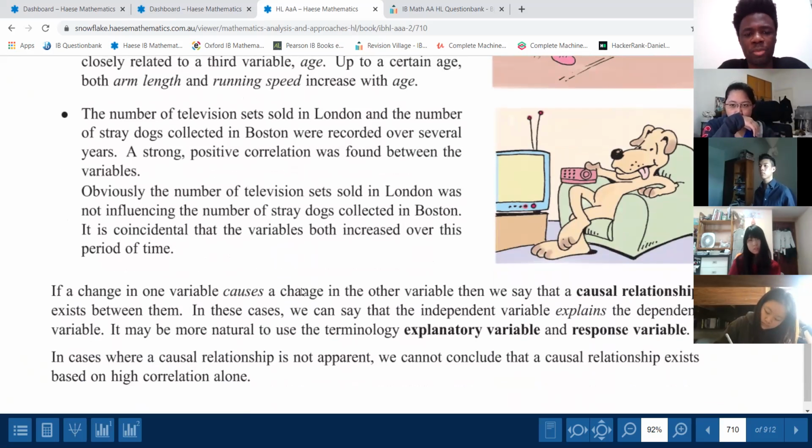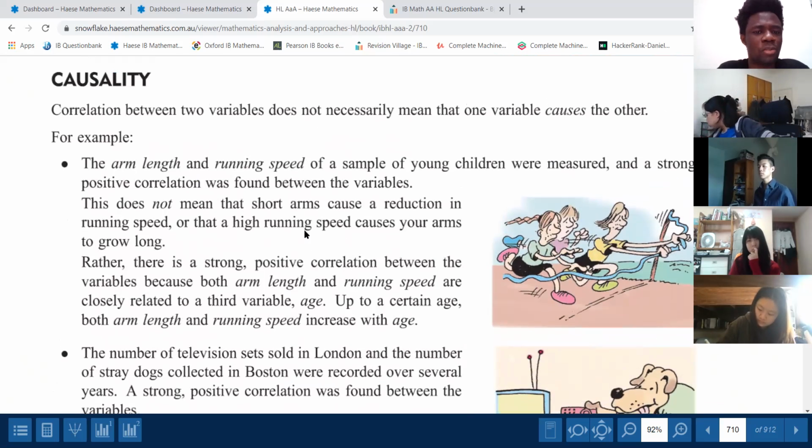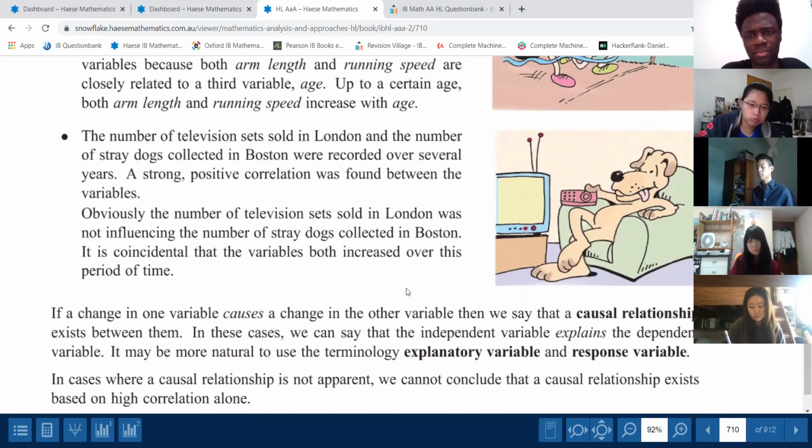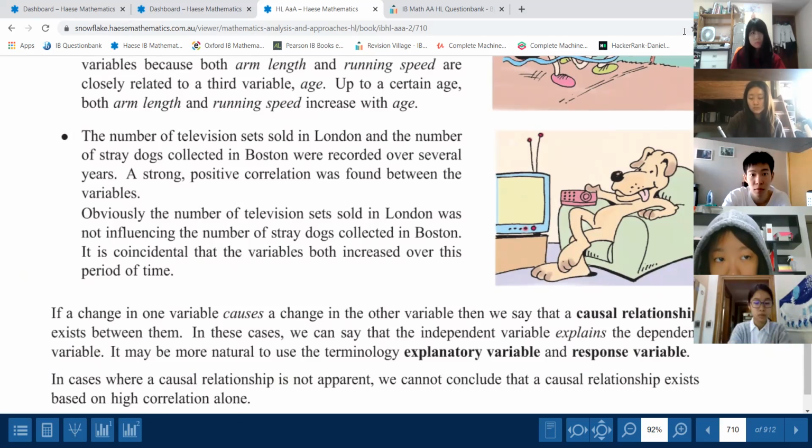If a change in one variable causes a change in the other variable, then we say that a causal relationship exists between them. In this case, a causal relationship does not exist between them. So you might have a strong positive correlation and there is no causal relationship between them. And you might have a strong positive correlation and there's a causal relationship between them. Do you understand that? I can only see a few people. Miss K, Nakita, understand? Okay, great.